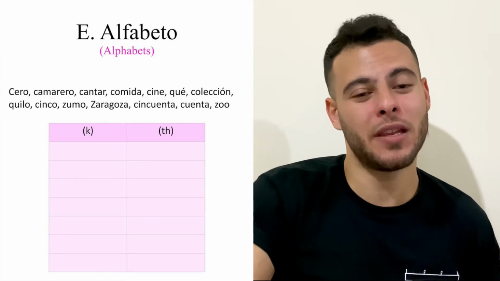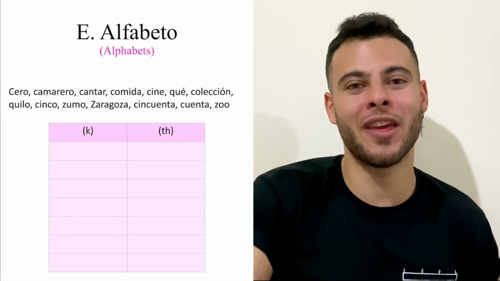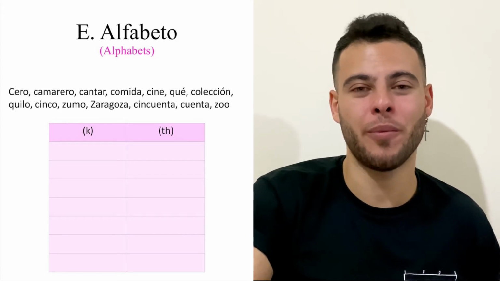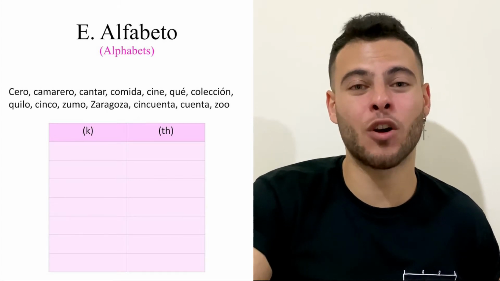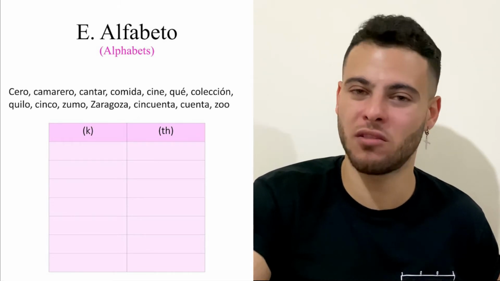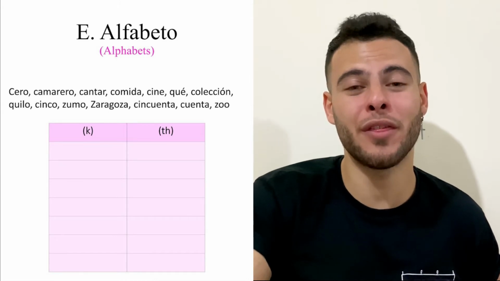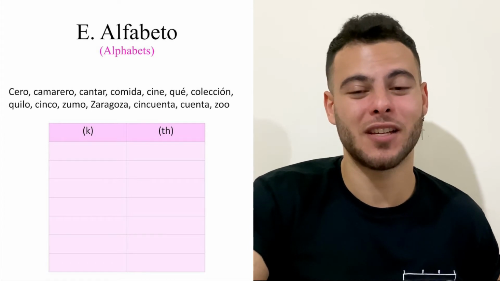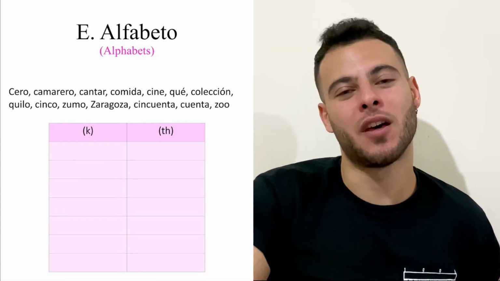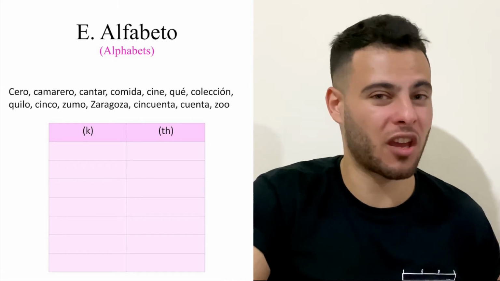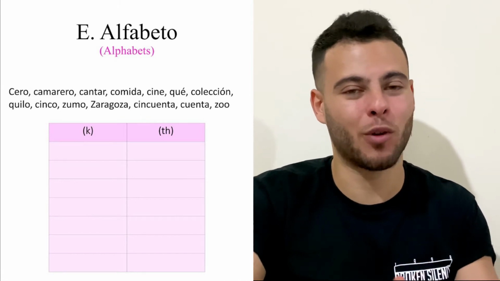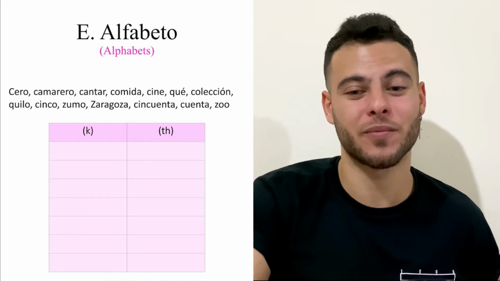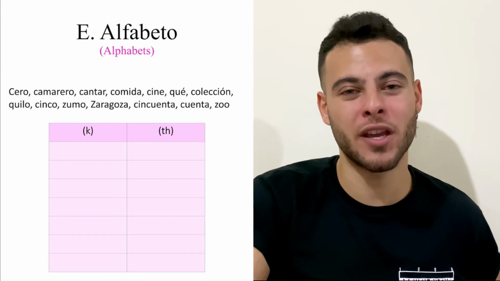The next one is cinco. Cinco, which is 5. Zumo means juice. Zaragoza. It's a Spanish city in Aragon. Cuenta. Cuenta here is the account or the check. You can say, quiero la cuenta, por favor. It's like ordering or asking for the check in the restaurant. And zoo. Zoo is the zoo.